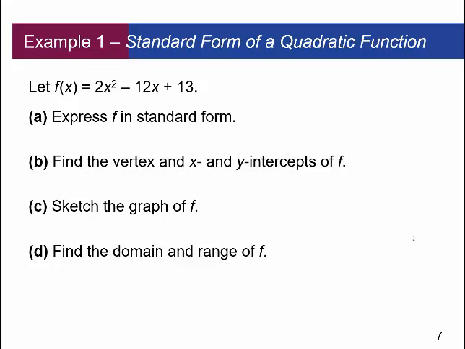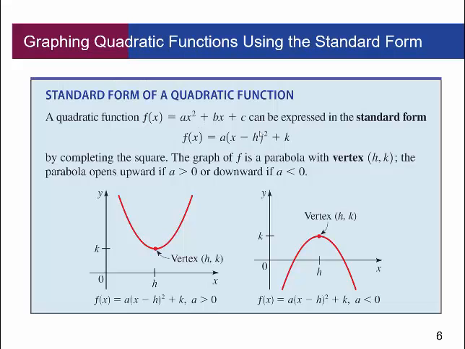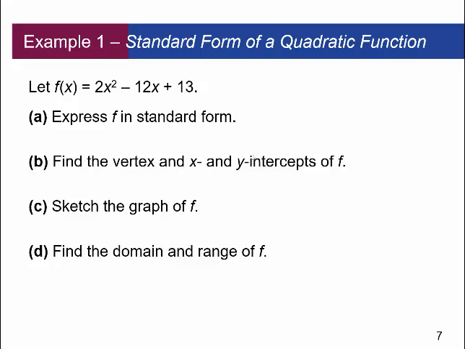All right, let's do one example here, and we're going to do a lot of different parts to it. I have this function f(x) = 2x² − 12x + 13. What I want to do is express f in standard form. So I want to take this function and put it in this standard form right here. Then I want to find the vertex and x and y intercepts, sketch the graph of it, and talk about the domain and range. So a full, complete example here. Okay, so let's start by taking this and putting it in standard form.